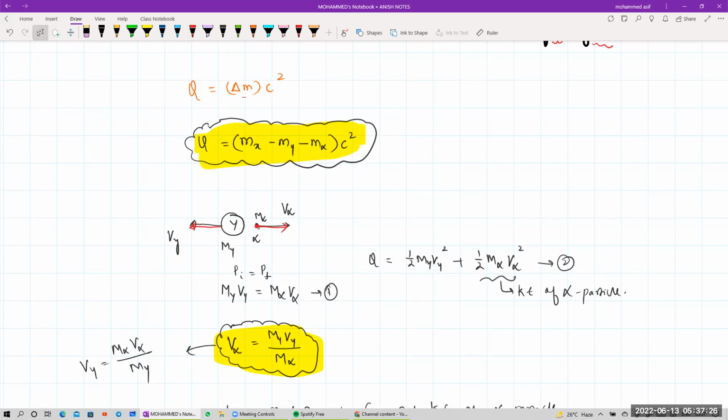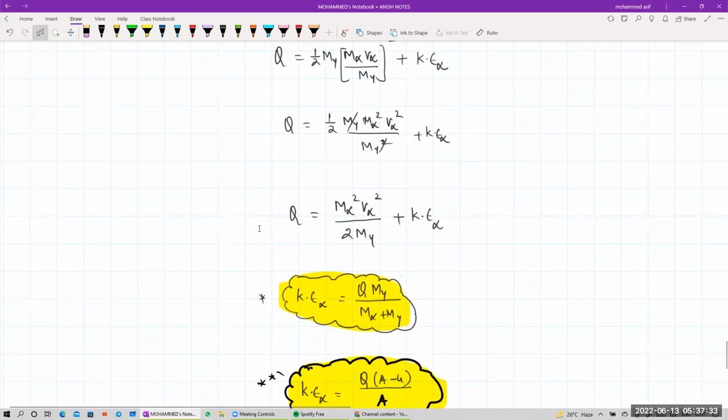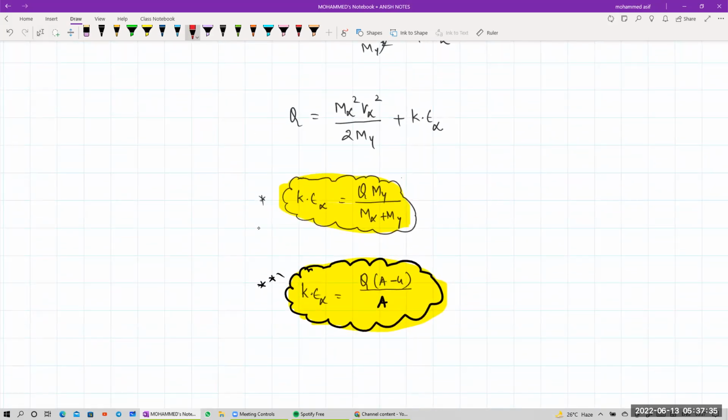Last time, in question 21, there was one shift where a question came directly on this formula. What is the kinetic energy formula derivation? The kinetic energy of the alpha particle is directly calculated with the formula Q times (A minus 4) divided by A.